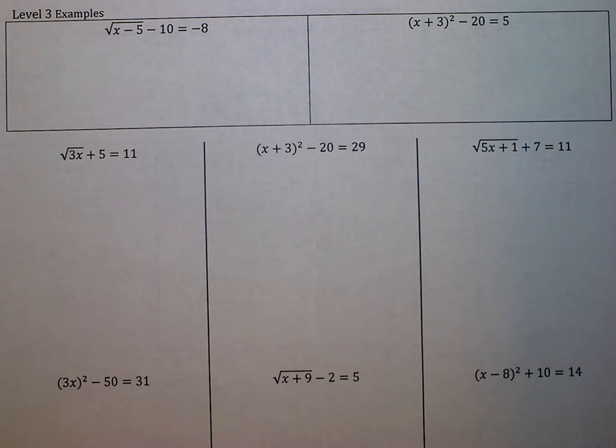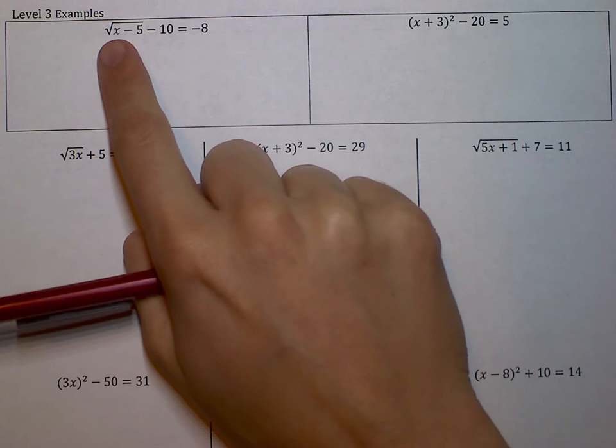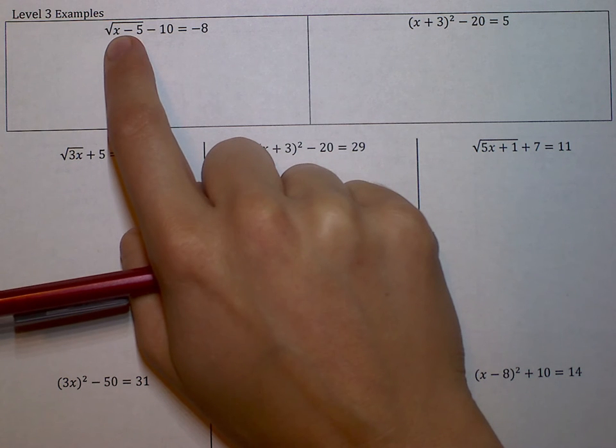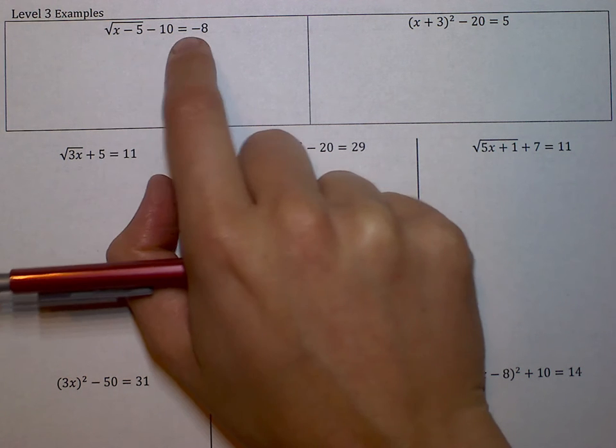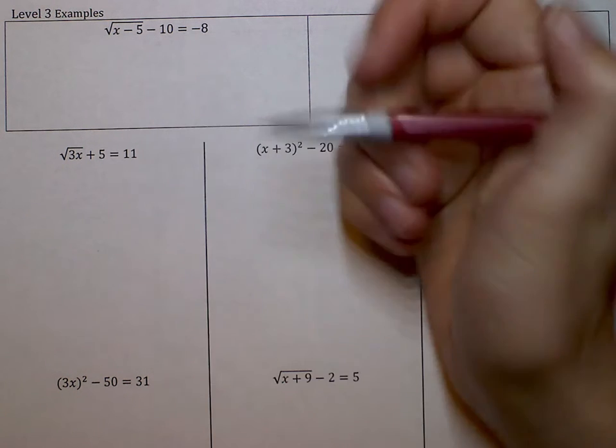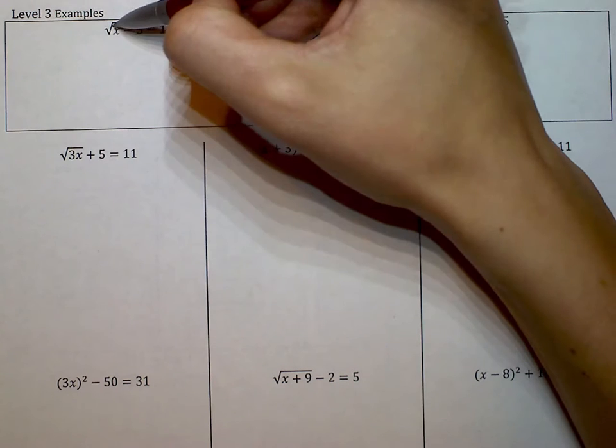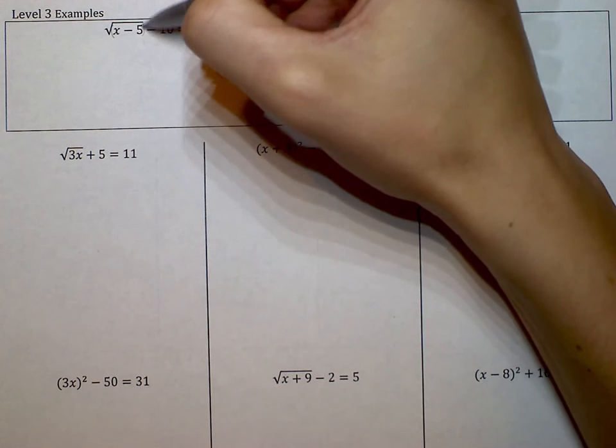Here's level 3. In level 3, it's just one step up from level 2, which is now there is something being square rooted, but then there's also something else happening. Like here, there's a 10 being subtracted from this whole thing, and then it equals a number on the other side, right? So the thing is, remember that I can't touch what's in here until I get rid of that square root sign.